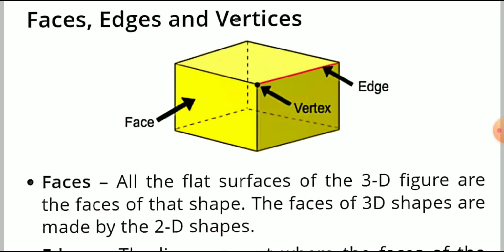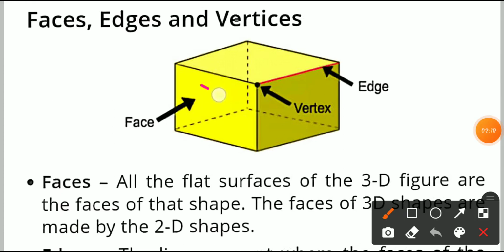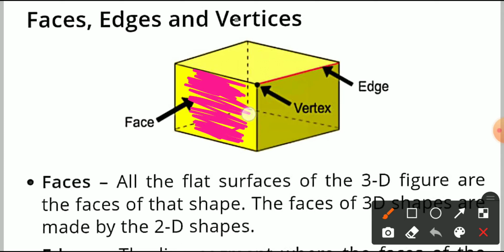So as you can see in this figure, this structure, the part which I am shading is the face. And what about edges? The lines. These lines are known as edges. You can see this line is an edge. Now if we talk about the vertices, the points are known as vertices, or vertex.